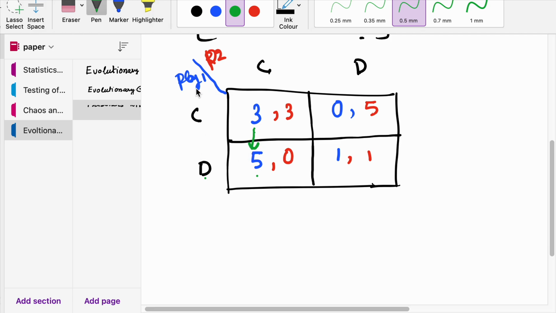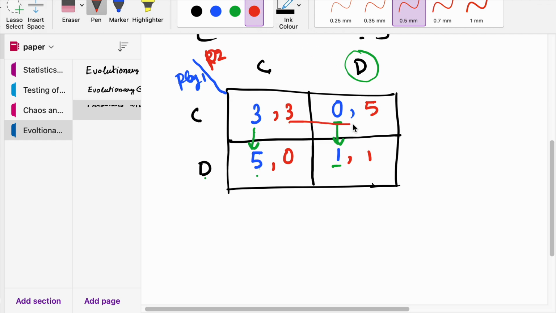And again, player 1 thinks, if the opponent is defecting, then by cooperating against player 2, I will get a payoff of 0. But if I defect against player 2, I will get 1. So if player 2 is defecting, I should also defect. No matter what player 2 does, I should always maximize my payoff by defecting. In a similar way, player 2 also thinks like that.